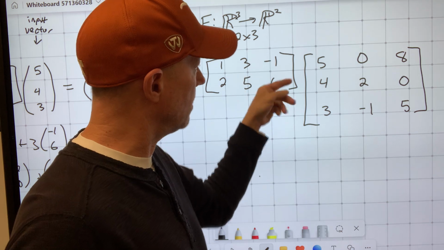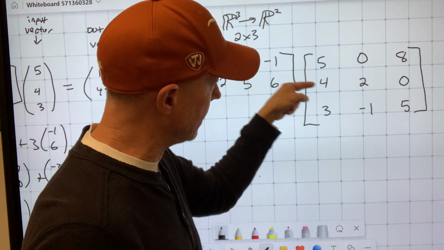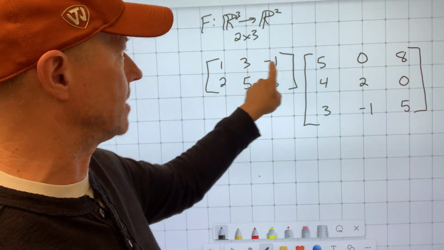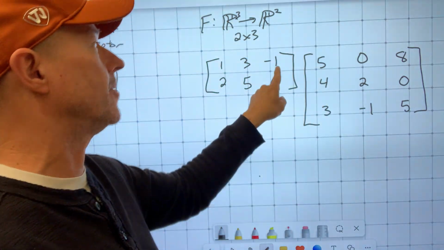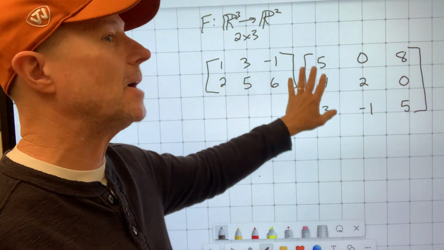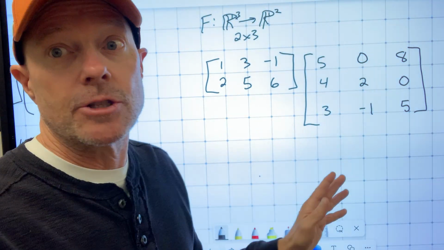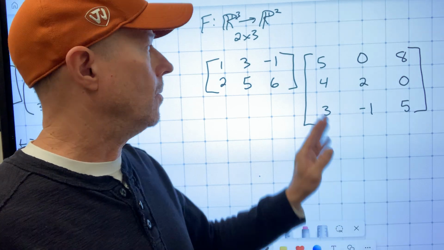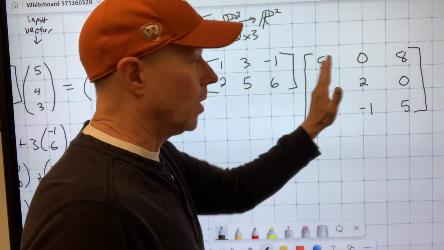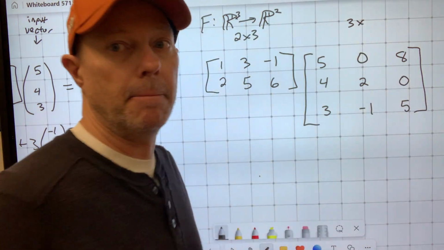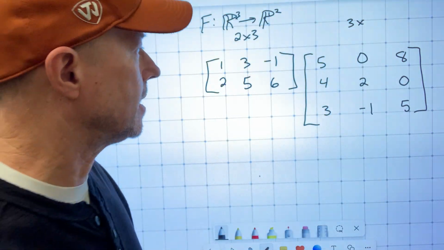So if there's 3 columns, I need a vector with 3 entries, because remember, I'm going to take the first entry times the first column plus the second entry times the second column plus the third entry times the third column. So if I have 3 columns, I must have 3 entries. If I only have 2 entries, not enough. If I have 4 entries, too many. So for this to work, this must be a 3 by something. In this case, it's 3 by 3.